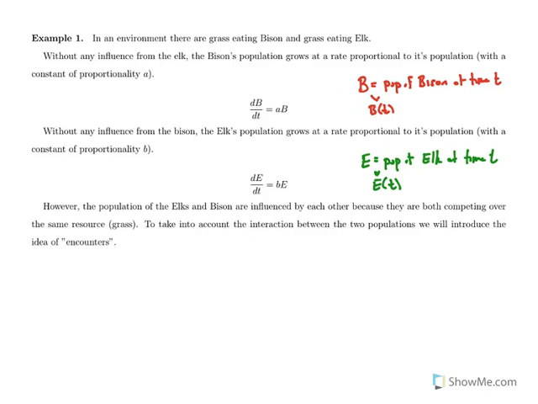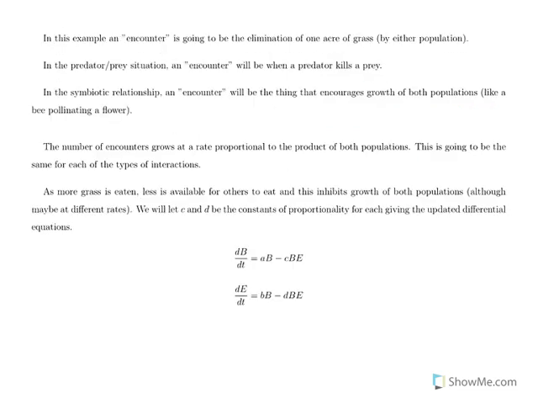So to take into account the interactions between the populations, we're going to have this terminology of something called an encounter. So in this example, an encounter is going to be the elimination of 1 acre of grass, or 1 unit of grass is going to be an encounter. So the resource that both these populations are competing over is being depleted, and with each encounter we're going to deplete 1 unit of resource. And this could be by either population, by both populations, or just by one. It's just, in general, one thing at a time.